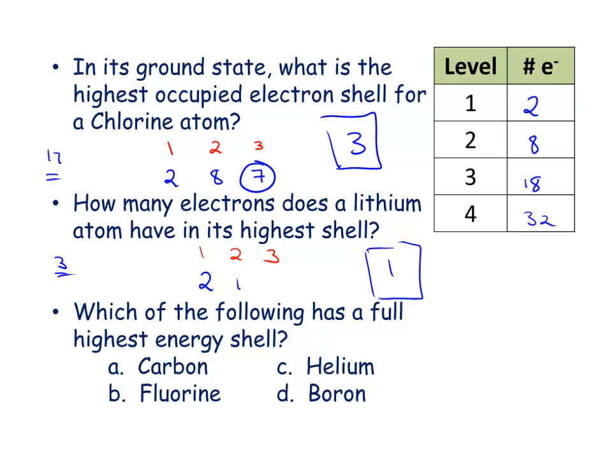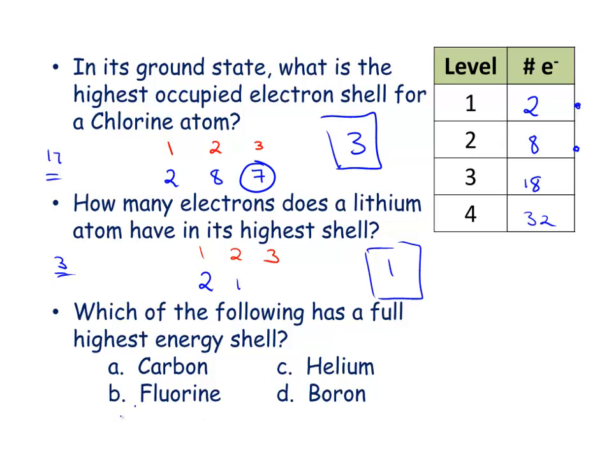Finally, which of the following has a full highest energy shell? Well, if you have 2 electrons, you're going to have a full shell. If you have 2 plus 8 is 10 electrons, you're going to have a full shell. And we could go on from there.